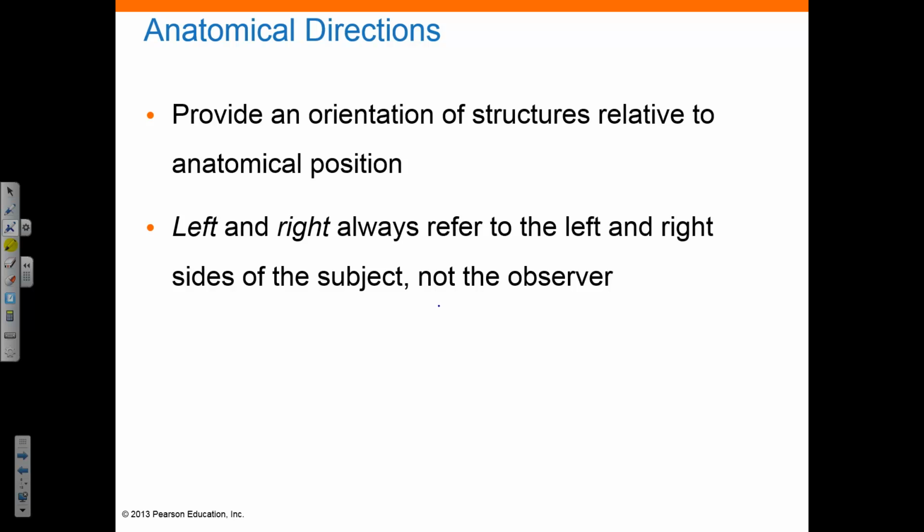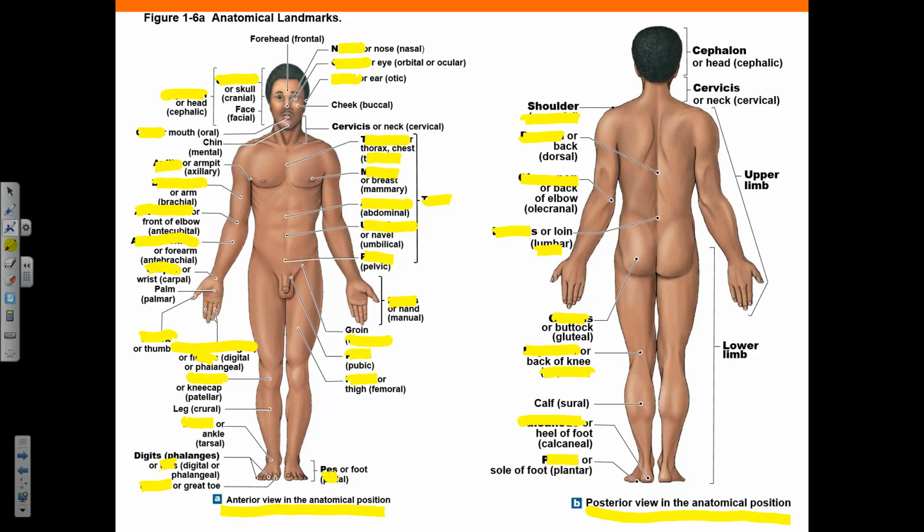Let's go back to the previous slide and take a look at this. So in this case, in the anterior view of a subject in anatomical position, we're going to see that this person's left side is over here and their right side is over here. When we look at the same subject from the posterior view, we're going to see that the right side is here and the left side is here. It is very important to understand that when we use the terms right and left, it's always with reference to the right and left sides of the subject, not to the observer, not to yourself. This is something that you should keep in mind.